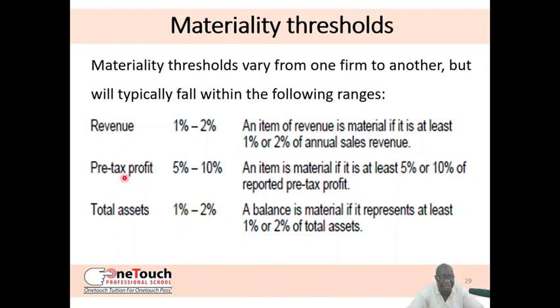So these are the ranges. For revenue, between 1% and 2% may be a material item. So you can decide that an item of revenue is material if it is at least 1% or 2% of annual sales revenue. Pre-tax profits, that is, before tax: between 5% and 10% can be considered material. Then we also have total assets: between 1% and 2% of your assets may be an item we can consider to be material.